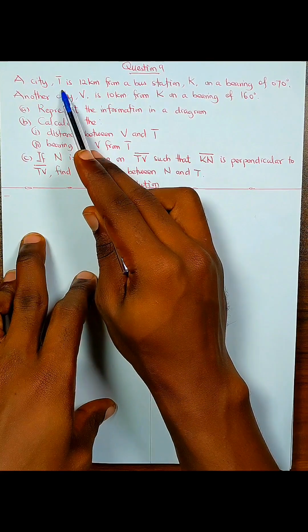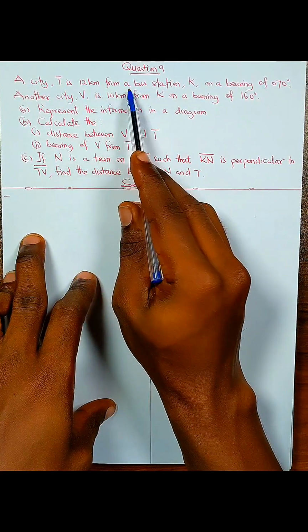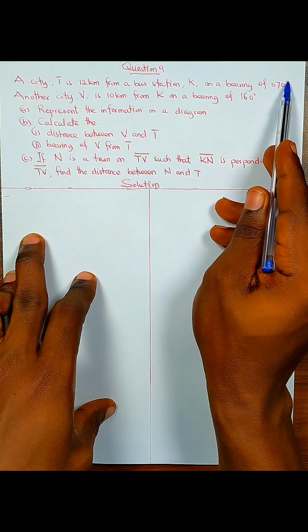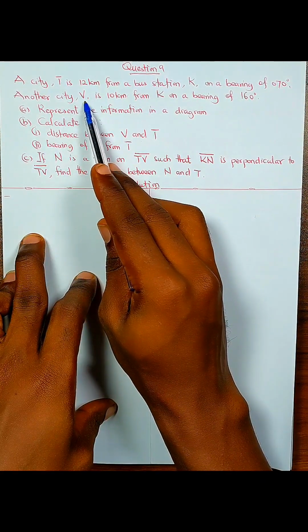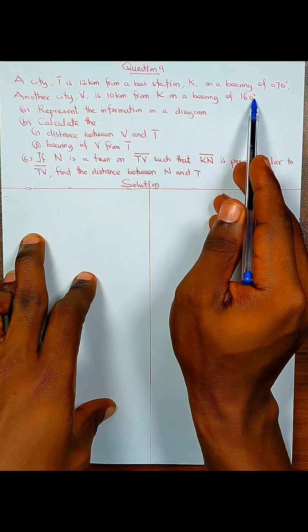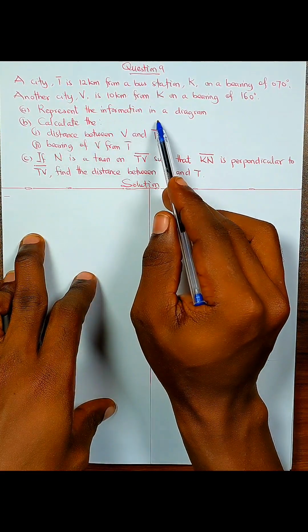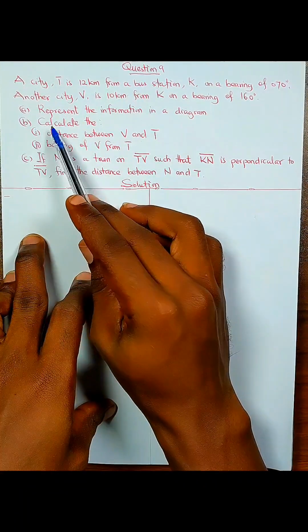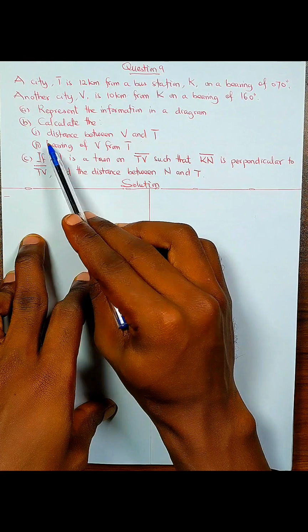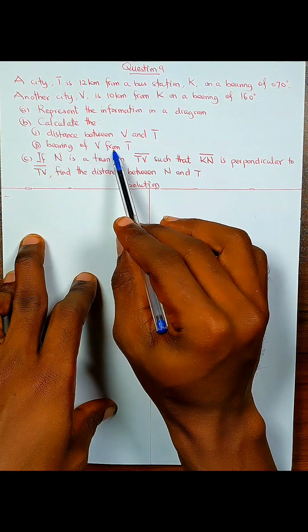A city T is 12 kilometers from a bus station K on a bearing of 070 degrees. Another city V is 10 kilometers from K on a bearing of 160 degrees. A. Represent the information in a diagram. Then B, calculate the distance between V and T. And then II, calculate the bearing of V from T.